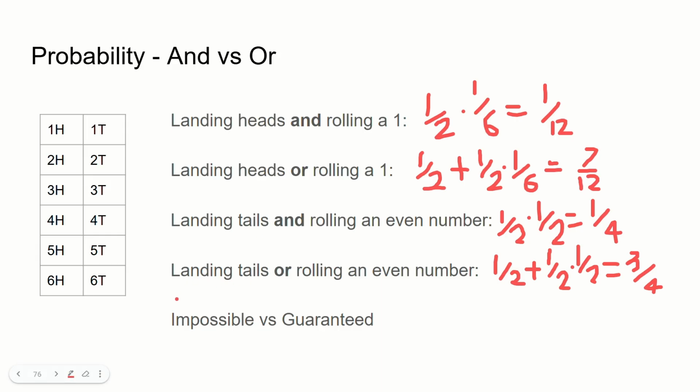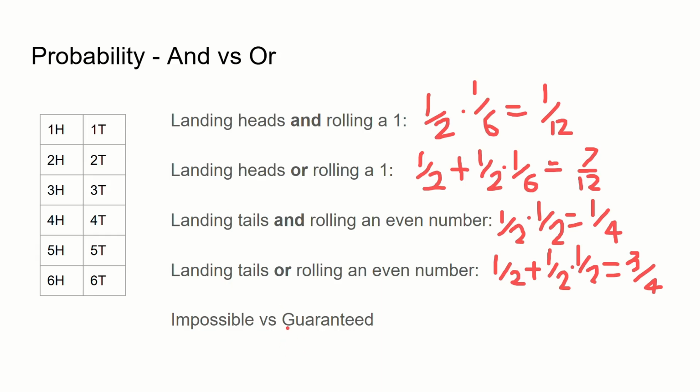And there's also special cases when one of the outcomes is impossible or guaranteed. So if one of the outcomes is impossible, so let's say we said, oh, landing heads and rolling a 7. That's never going to happen, and so this has a 0% chance. So if there's ever an impossible thing in an "and", that means no matter what, it's not going to happen. But if it's an impossible thing with an "or", so if it's landing heads or rolling a 7, we know this is never going to happen, but this one could still happen, meaning landing heads or rolling a 7, we're really just asking if you're going to land heads.